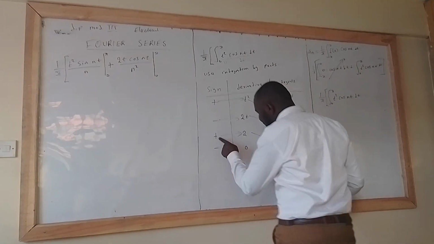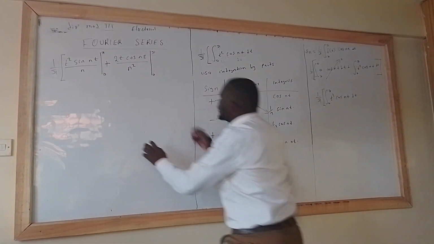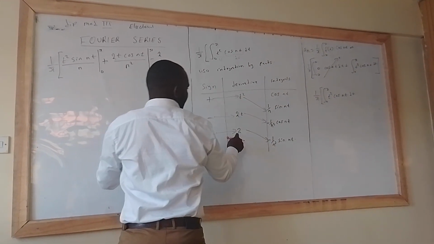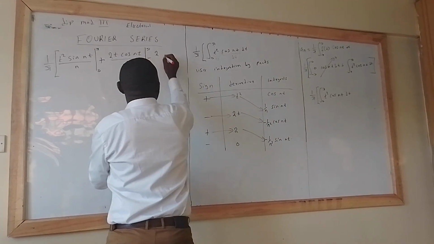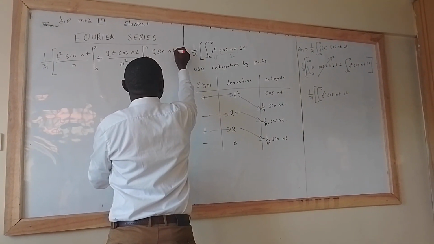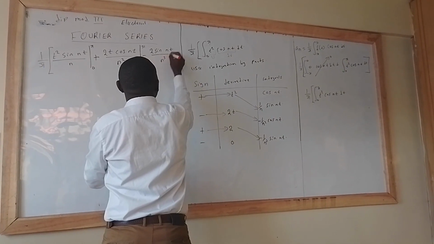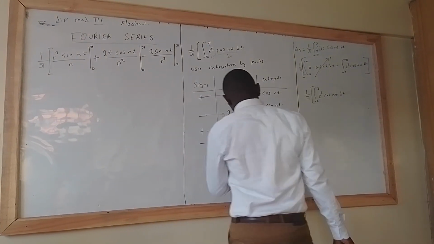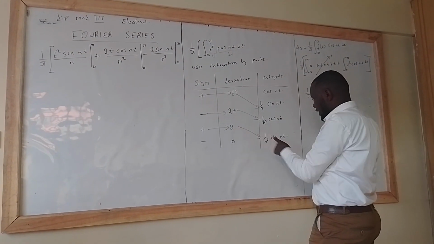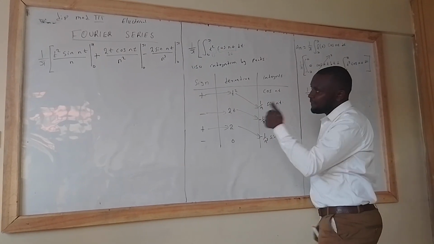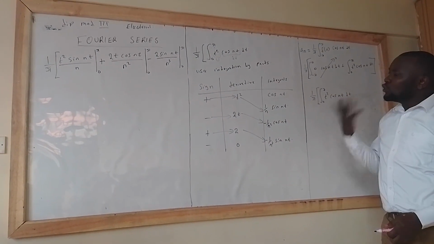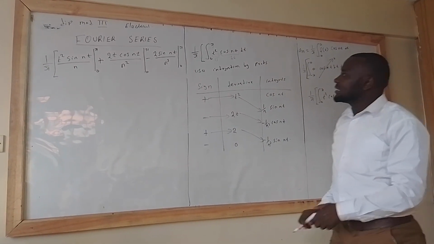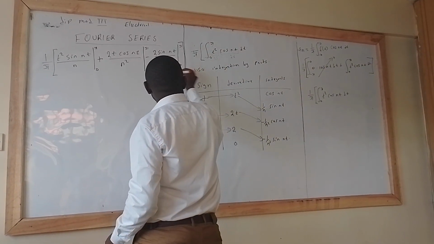And the last one, we have positive 2 multiplied by negative, so I am going to have negative 2 sine nt divided by n to the power 3, in the range of 0 to pi. Negative is there, 2 multiplied by sine nt is there, power 3. Very good. If you use your long method, this is the same answer you are going to obtain.